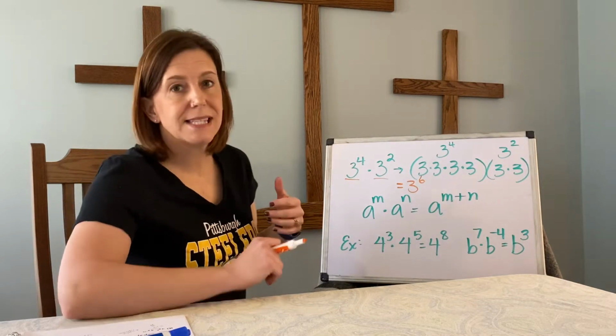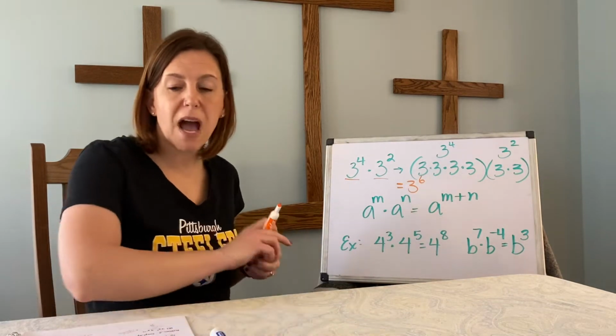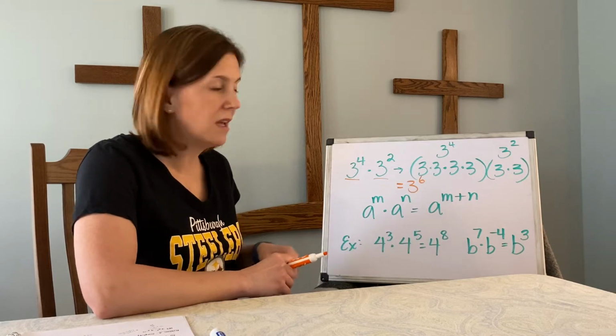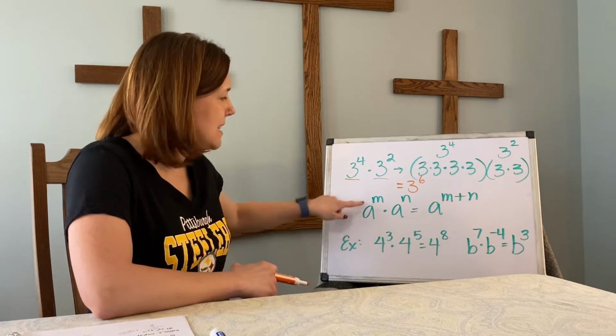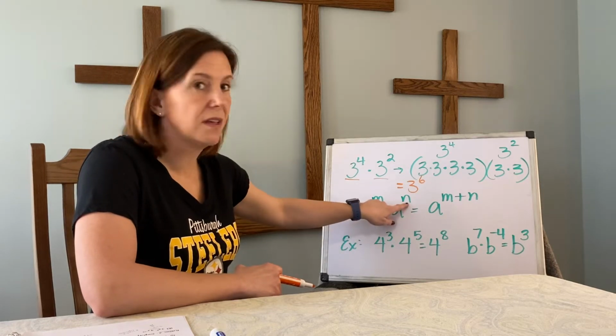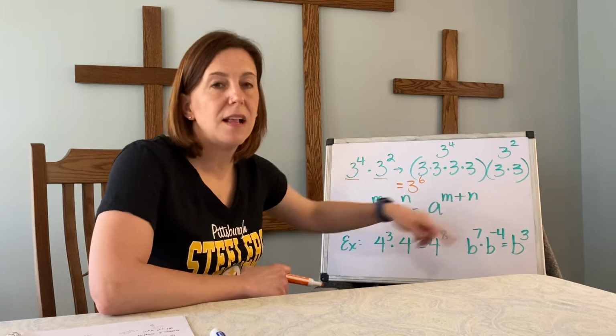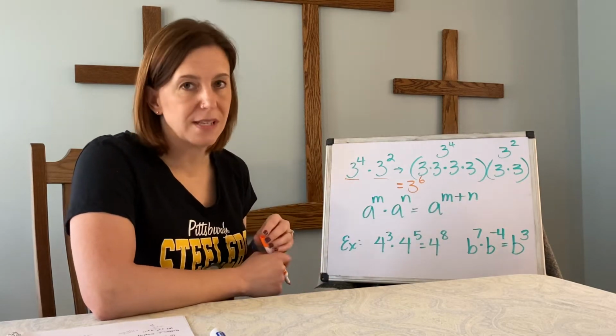Our property states that to multiply powers with the same base, you add the exponents. And that's shown here: a to the m times a to the n is the same as a to the m plus n. That means we are adding the powers together.